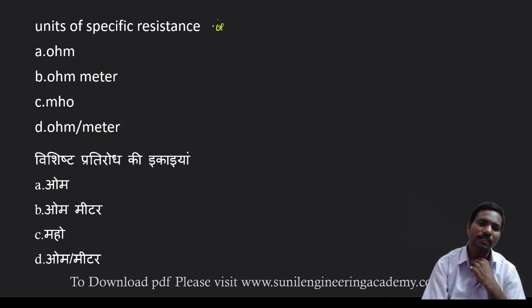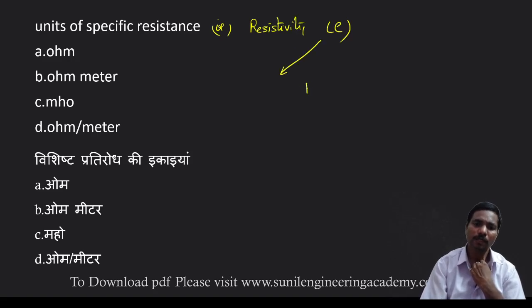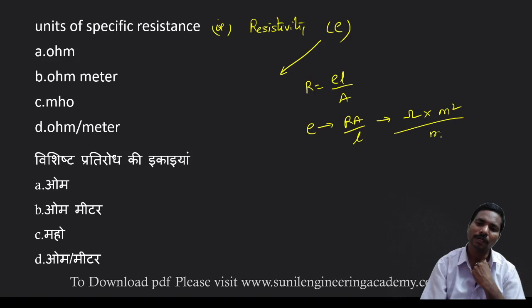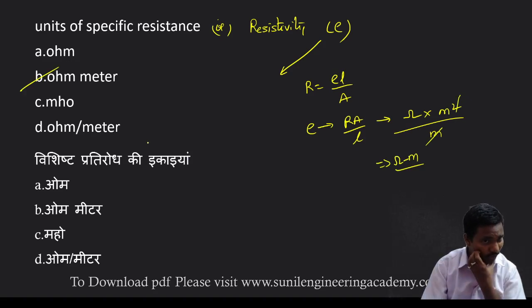Units of specific resistance. Specific resistance is also called resistivity, denoted with the letter rho. In the resistance formula R = rho L by A, if you want rho, it is RA by L. R is the resistance in ohms, area in meter square, length in meter. So meter gets cancelled out and you will get ohm meter. So the answer is option B.